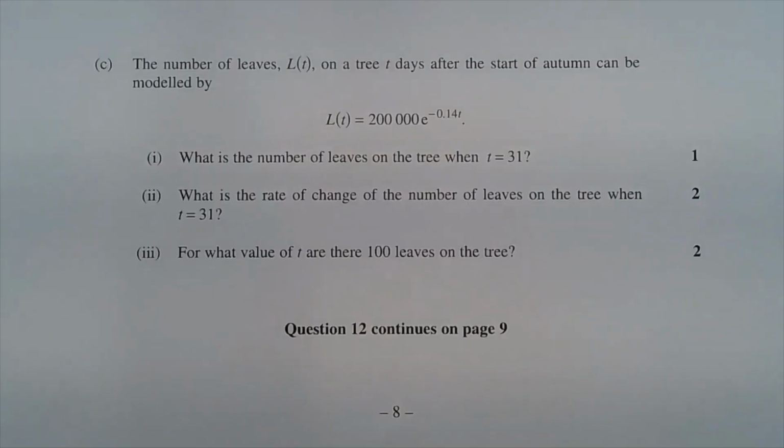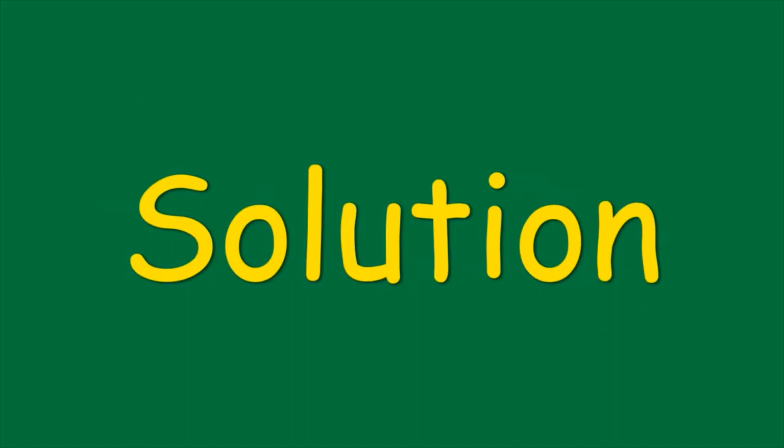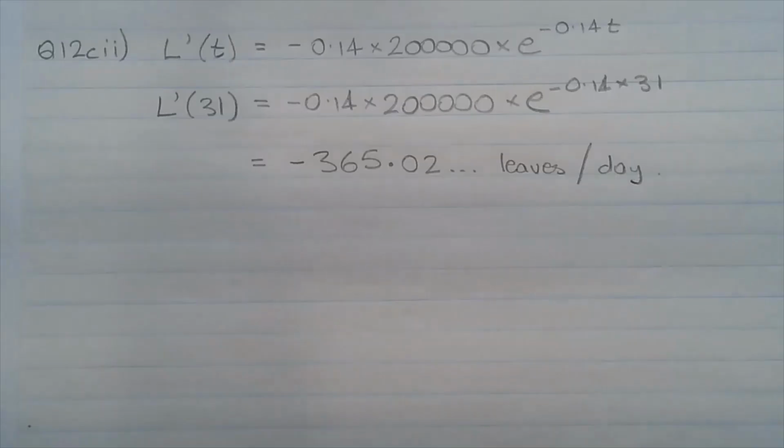Part 2. What is the rate of change of the number of leaves on the tree when t equals 31? To find the rate of change, we need the first derivative of L of t.